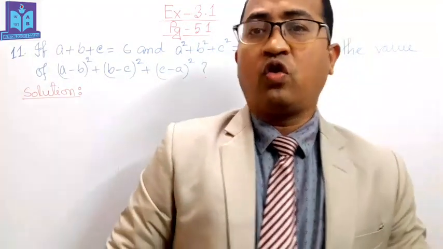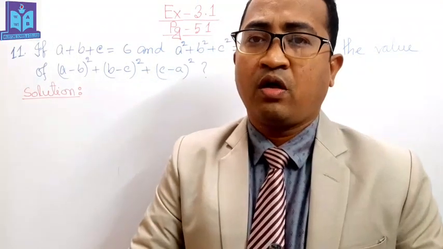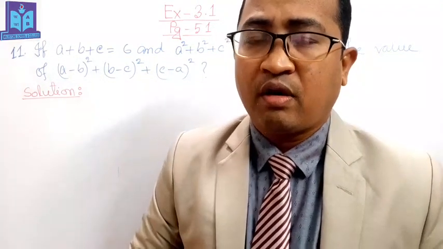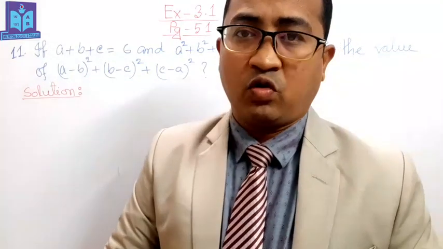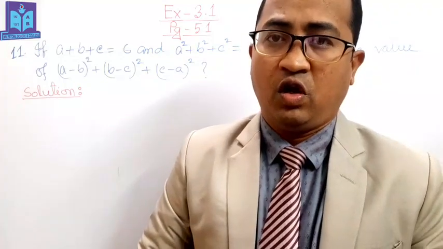No, we don't know any corollary like this. So how can we solve it? At first, we will write the formula of a minus b whole square and b minus c whole square and c minus a whole square. Look at the board.